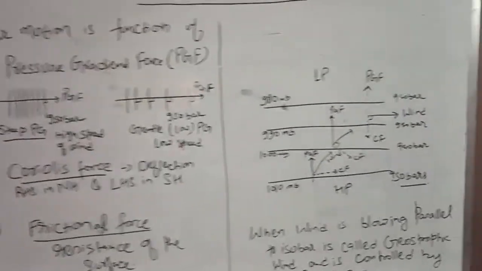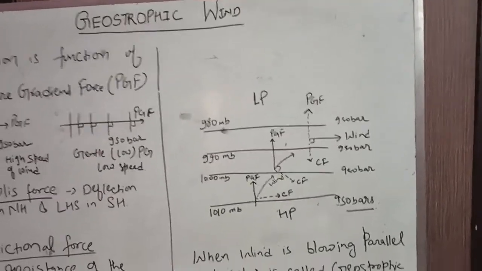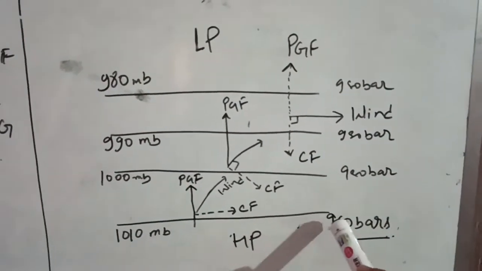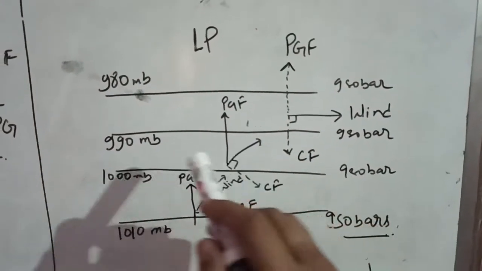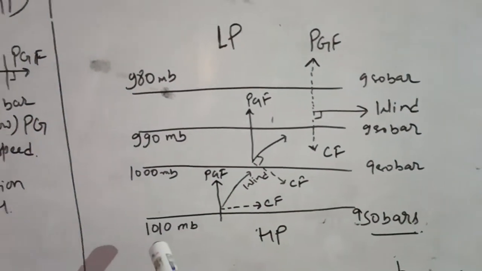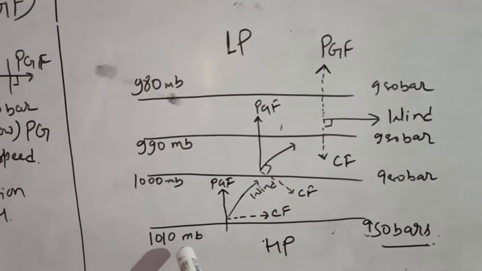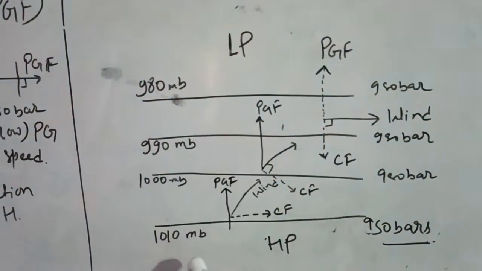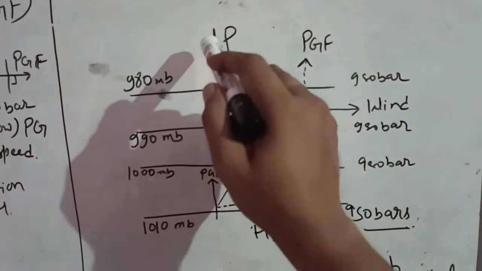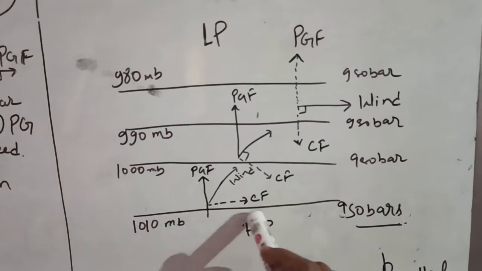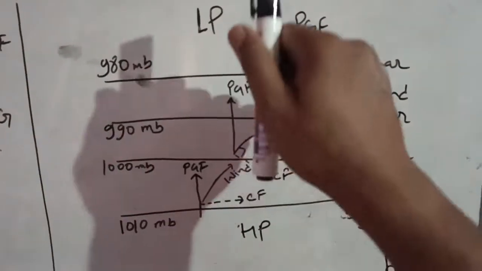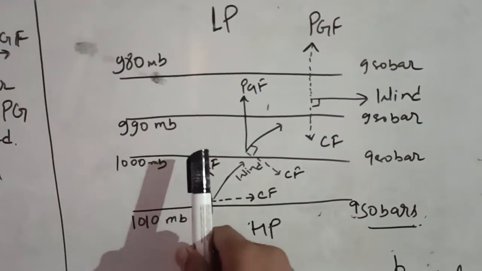Let's come to the topic: what exactly is the geostrophic wind? As you see in this diagram, this horizontal line is an isobar. This is an isobar, and this is also an isobar. The isobars are 1010 MB, then 1000 MB, 990 MB and 980 MB. It means pressure decreases as you move. This is the high pressure, and wind will blow from high pressure to low pressure. This is the direction of the pressure gradient force.